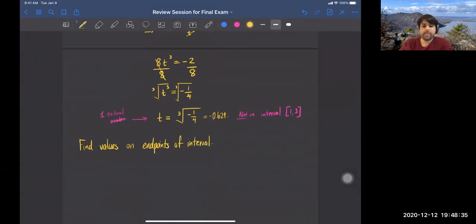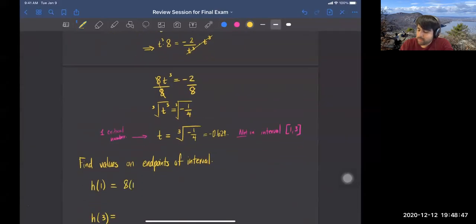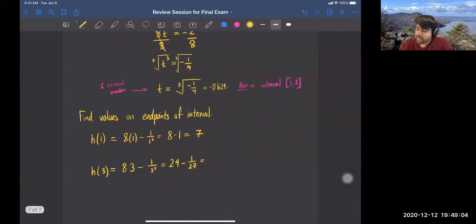Of interval. So then I want to find what's h of 1, and I want to find what's h of 3. When I plug in 1, I get what? 8 times 1 minus 1 over 1 squared, which is 8 minus 1, which is 7. So that's one value. The next value would be 8 times 3 minus 1 over 3 squared, which is 24 minus 1 over 27, which is a number clearly bigger than 7.